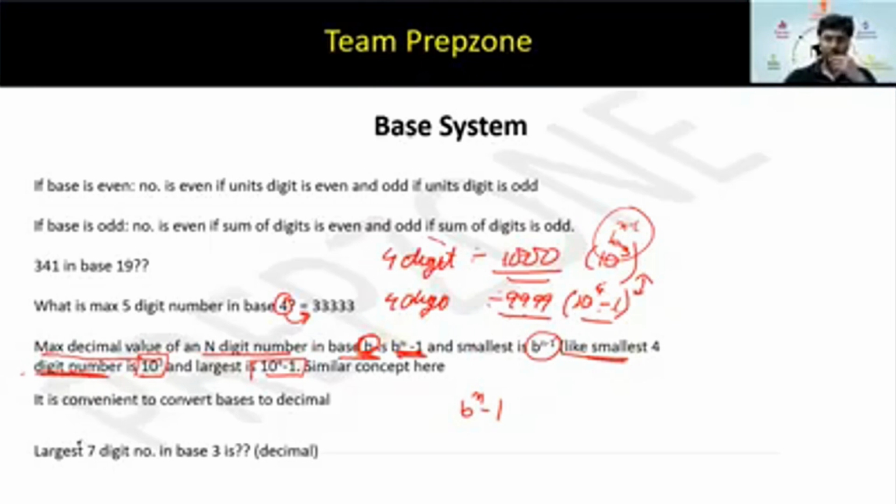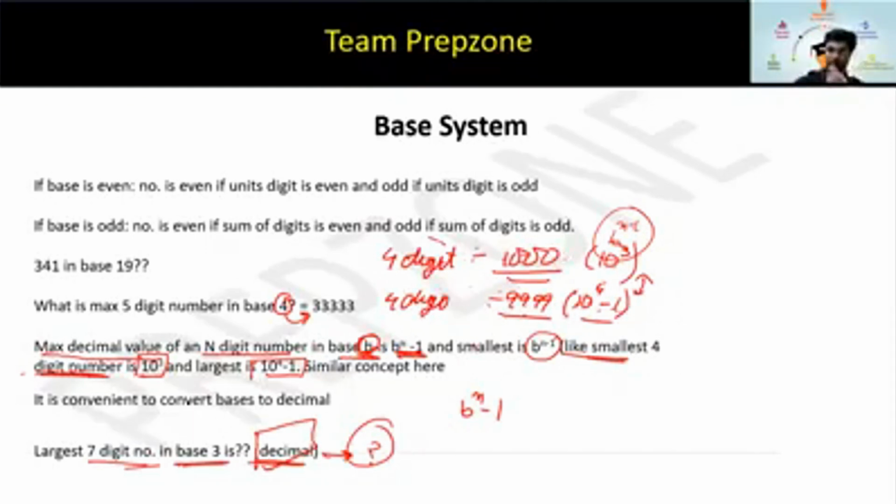Suppose there's a question: the largest 7-digit number in base 3, what is its decimal value? Tell me, the largest 7-digit number in base 3. I'm asking the decimal value of that number. Cool, guys. That is fine, the number will be 2222222. But what will be the decimal value of that number?